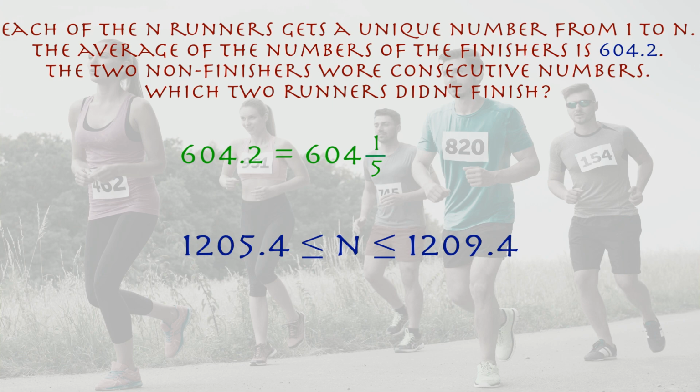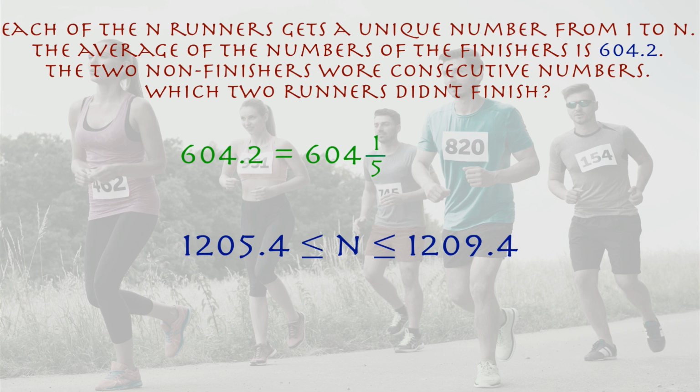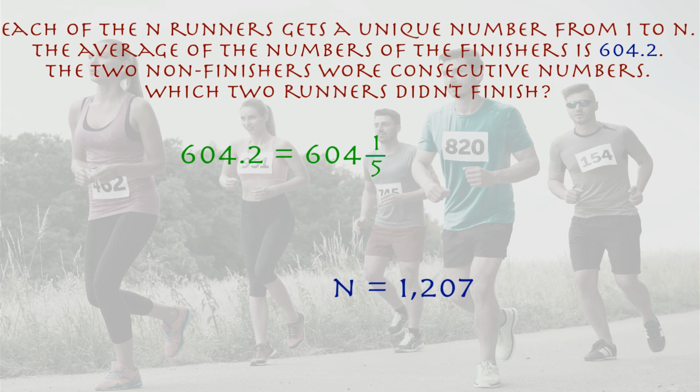Aha! Hector, you're brilliant. The only way I could end up with that extra 1/5 is if the total number of runners who finished the race was divisible by 5. So n minus 2 must be a multiple of 5. Of the 4 possibilities for n, the only one that would leave n minus 2 as a multiple of 5 is 1,207. So 1,207 runners ran the race, meaning 1,205 of them finished the race because all but 2 finished.